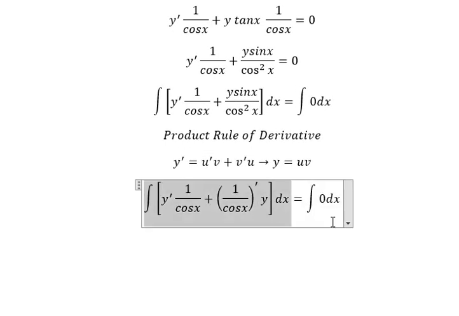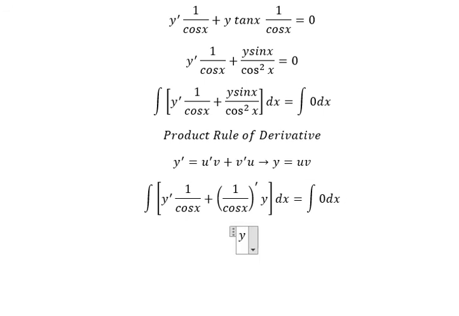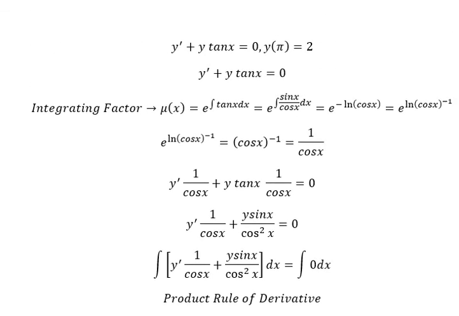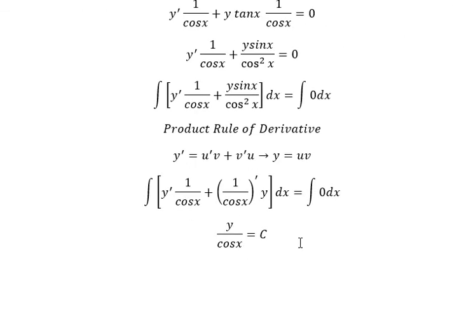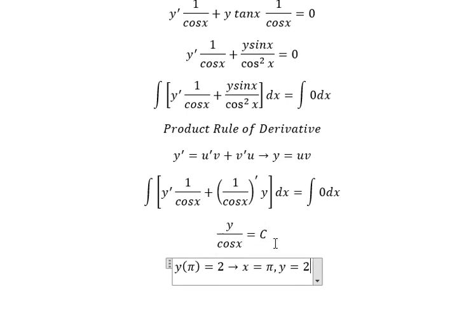So about this one, we will have y over cosine s. The integration of 0 gives you c. And now we have the conditions. That means when s equals b, y equals 2. So we put the value going here to find the value of the constant.